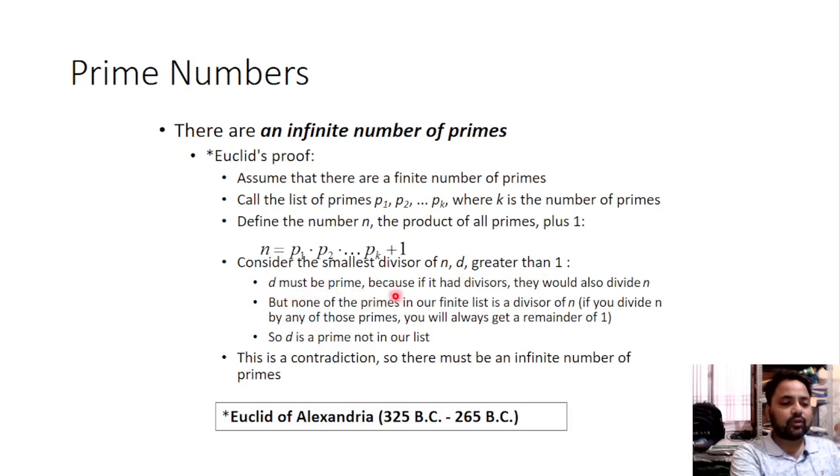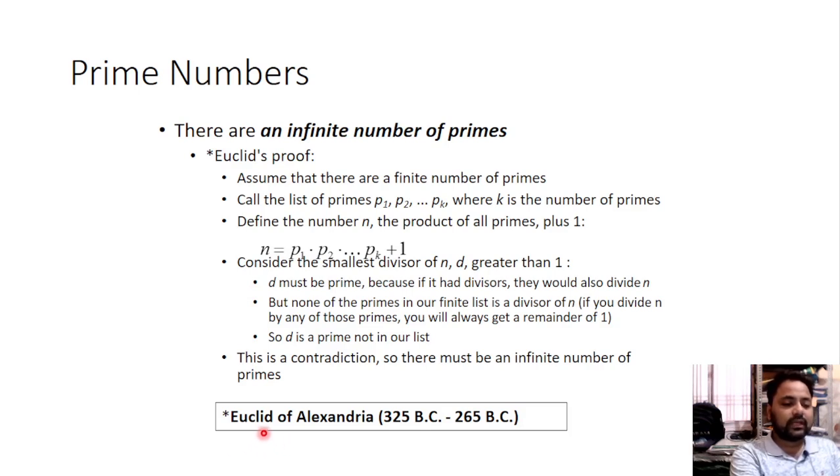d must be prime, because if it had a divisor, that divisor would also divide n. But none of the primes in our finite list is a divisor of n, and this is a very important point. If you divide n by any of those primes, you will always get a remainder of 1. So d is a prime not in our list. This is a contradiction, so there must be an infinite number of primes. So here we can simply give the explanation for the infinite number of primes.